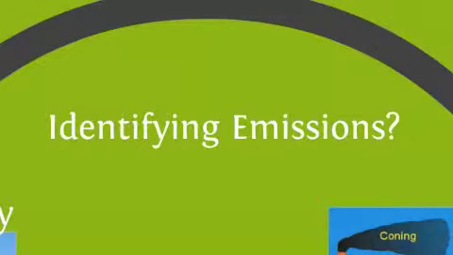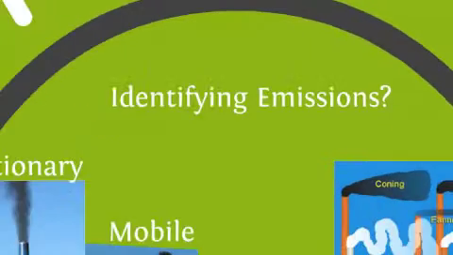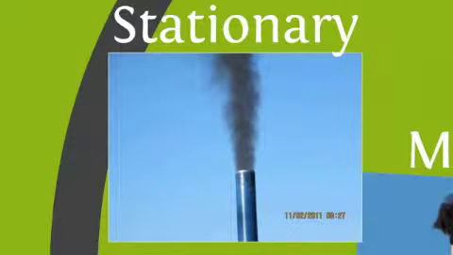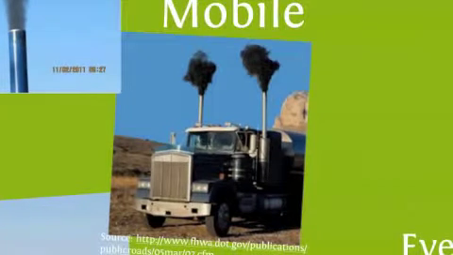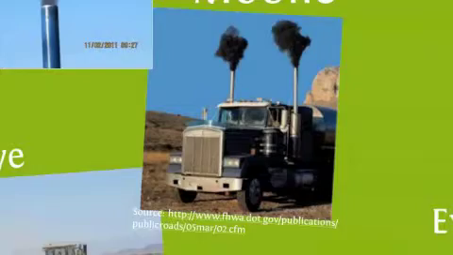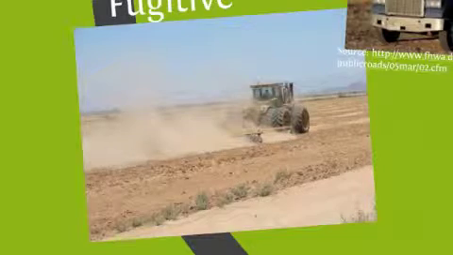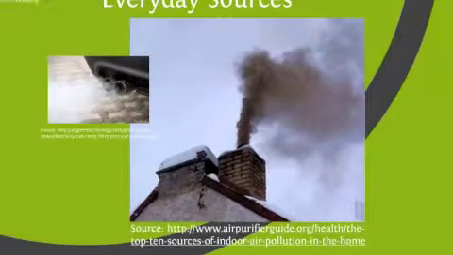Emissions are everywhere, but how do we identify emission sources? There are three types of emission sources. Stationary sources that don't move, mobile sources that do move, and fugitive sources that come from sources such as dust and wind, and are a part of everyday life.